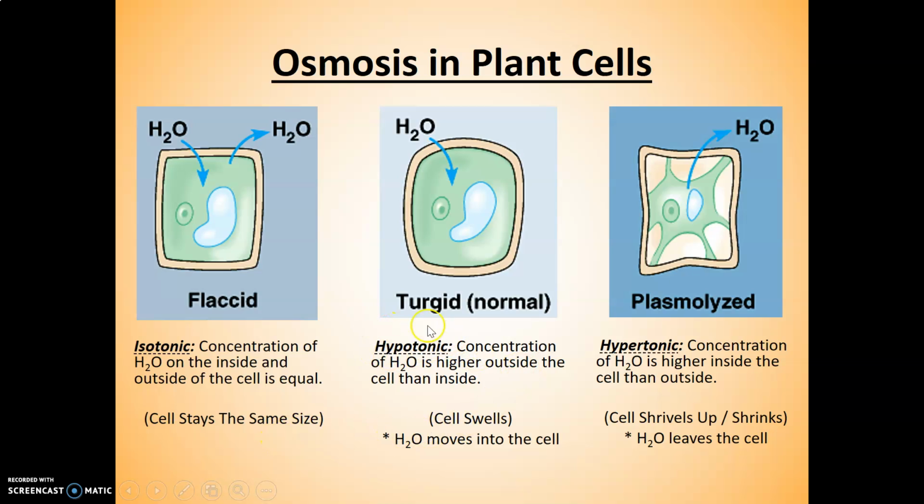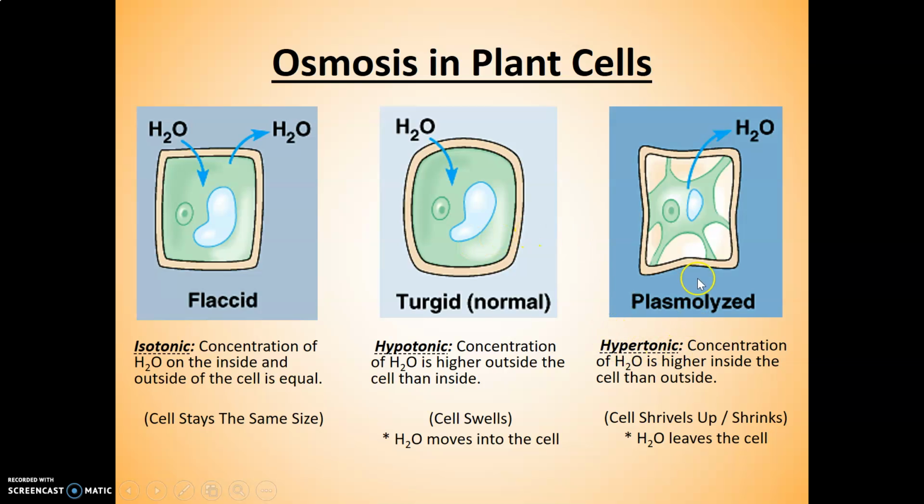The next one, hypotonic, is where you have the concentration of water higher on the outside of the cell, and that water is then going to move into the cell, and it's going to cause the cell to swell, okay, because the water is moving into it. And you can see that this is very turgid. It's very expanded here.